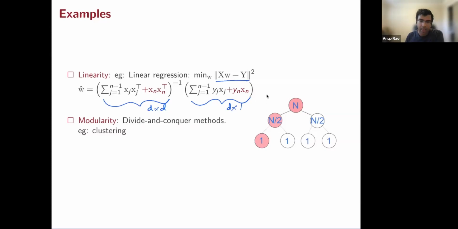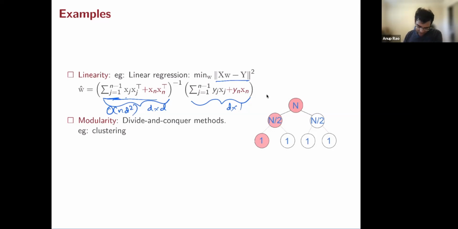Now, if we do retraining after every deletion request, we would spend time that depends on the number of data points, because to compute this matrix here, we need to spend something like order n d squared time. There are n terms in this summation here, and each term is a d squared matrix. We sum them all up. The main point is that we have to go over every data point once, so we spend time linear in n. And similarly for the other expression.